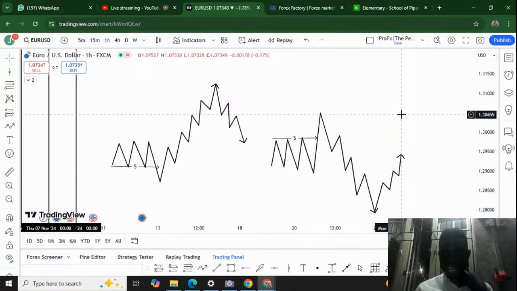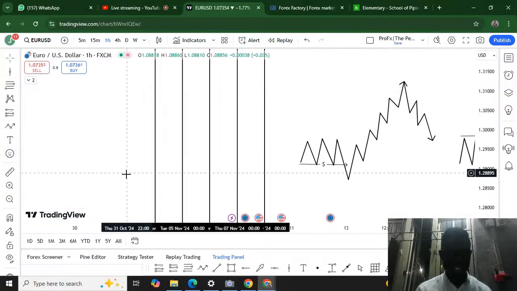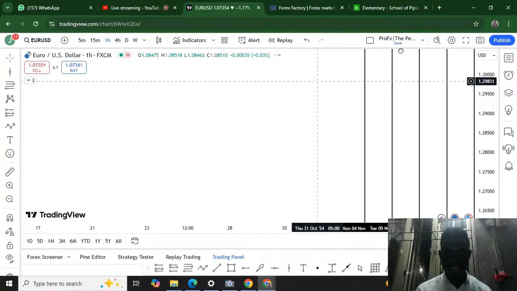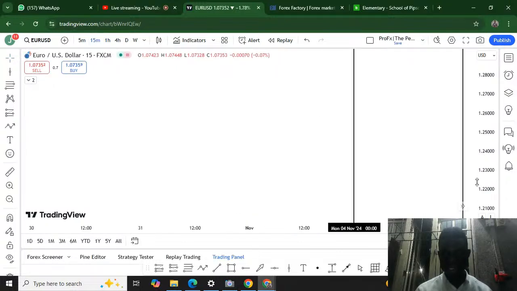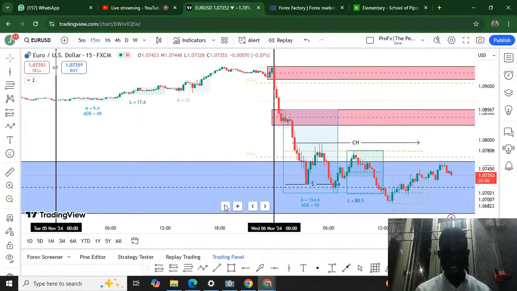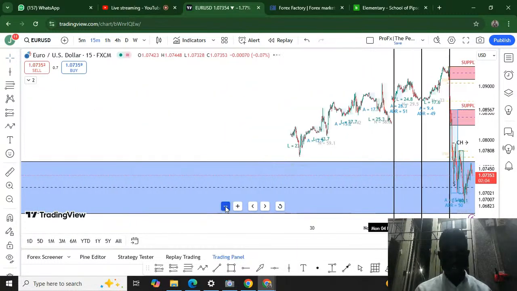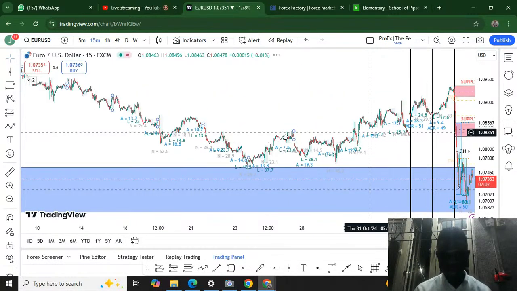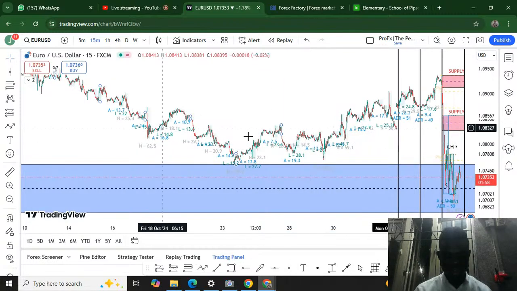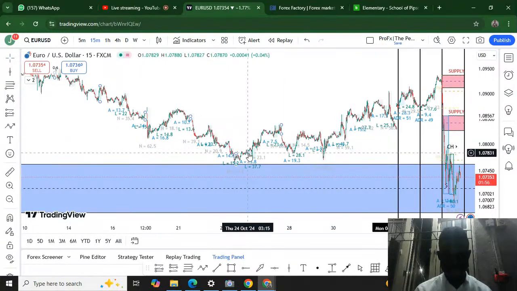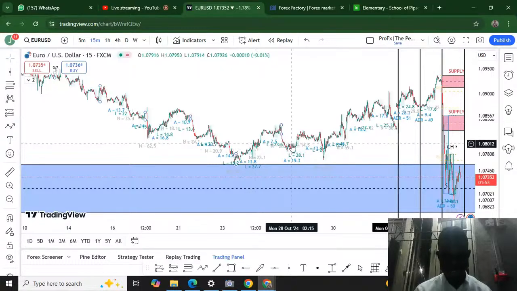So let's go to a live chart example on EURUSD. Let's go to a live chart on EURUSD to see how price has been accumulating, manipulating, distributing, and pulling back. Okay, last week. Yeah, let's use last week for an example.